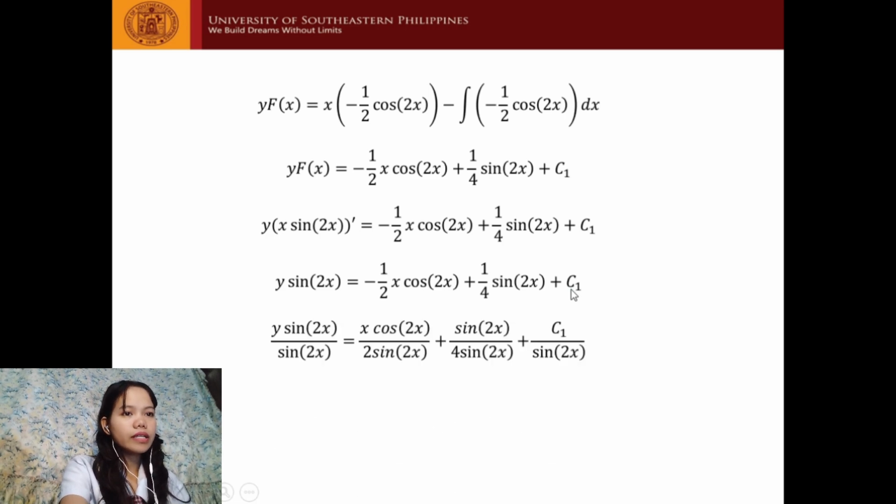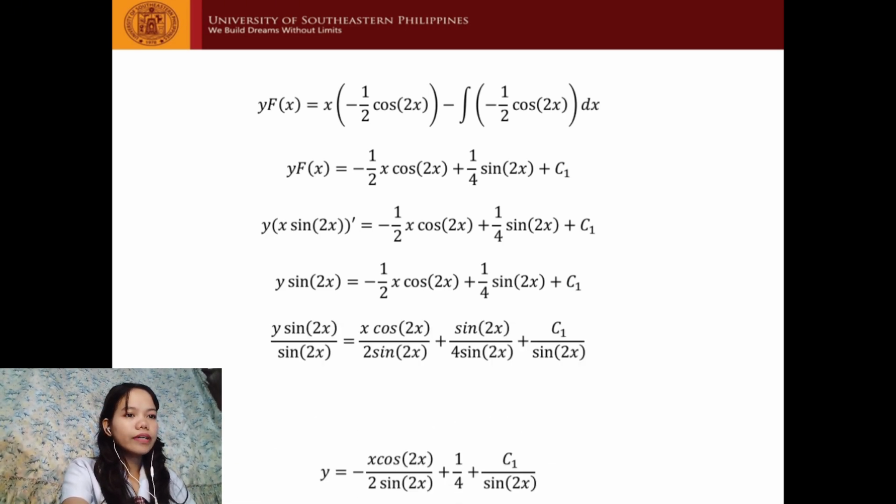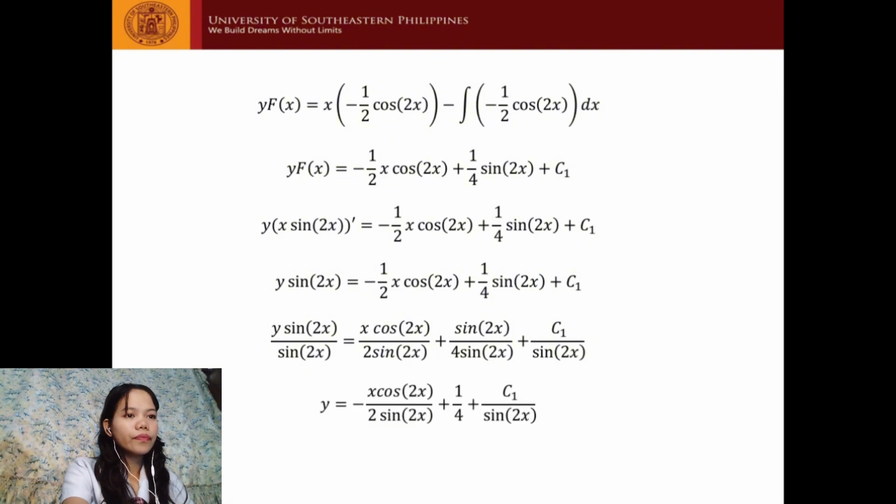So we divide both sides by sine of 2x. The next thing we have right now is y equals negative x multiplied to cosine of 2x all over 2 times sine 2x, plus 1/4, plus the constant all over the sine 2x. So that is the answer.